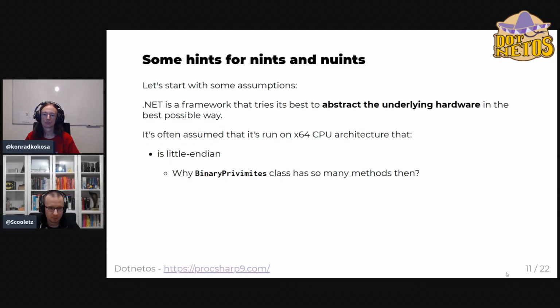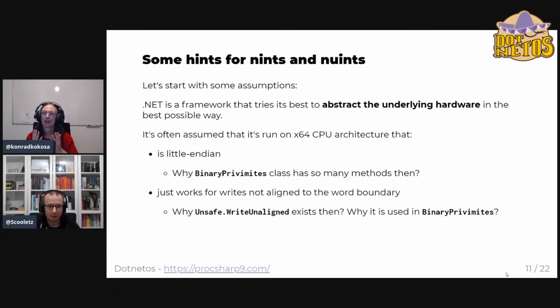Awesome. Okay, so we have this little endian assumption. The second assumption is related to alignment to the word boundary. For an x64 CPU, that's not a big deal, but there are architectures where you can't easily write, for instance, a long or an integer across word boundaries. By word boundary, I mean the boundary provided by the underlying architecture.